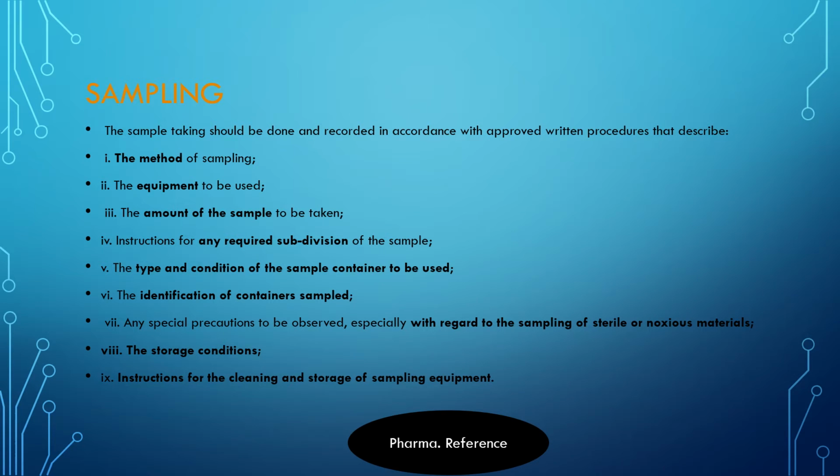Sampling. The sample taking should be done and recorded in accordance with approved written procedures that describe the method of sampling, the equipment to be used, the amount of the sample to be taken, instructions for any required subdivision of the sample, the type and condition of the sample container to be used, the identification of containers sampled, any special precautions to be observed, especially with regard to the sampling of sterile or noxious materials, the storage conditions, and instructions for the cleaning and storage of sampling equipment.